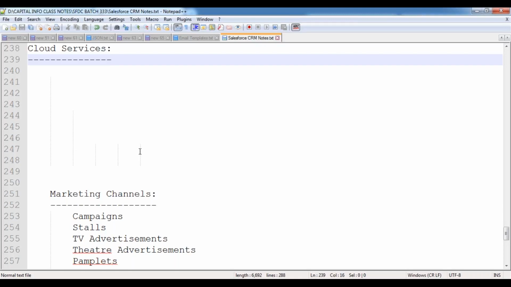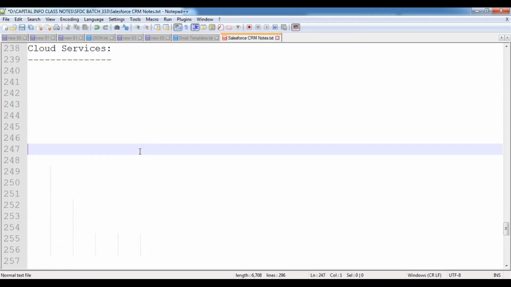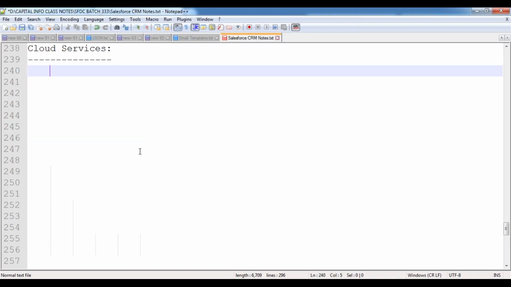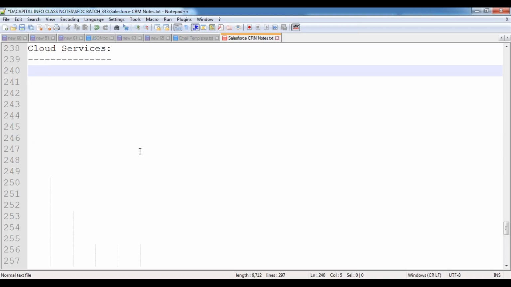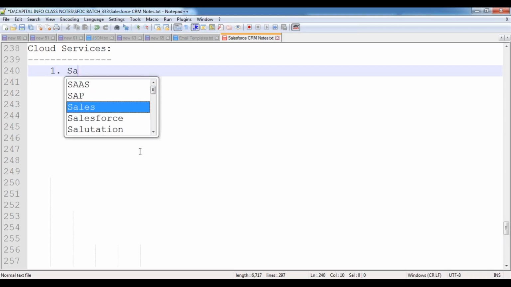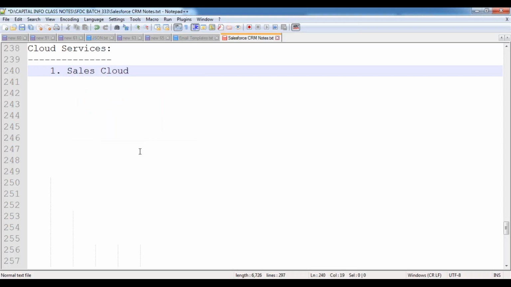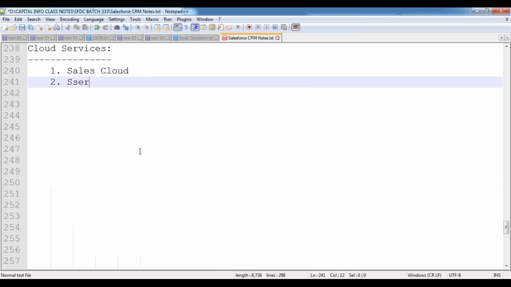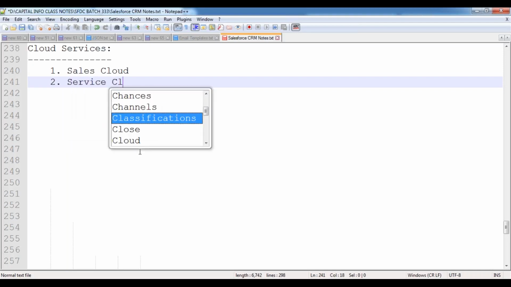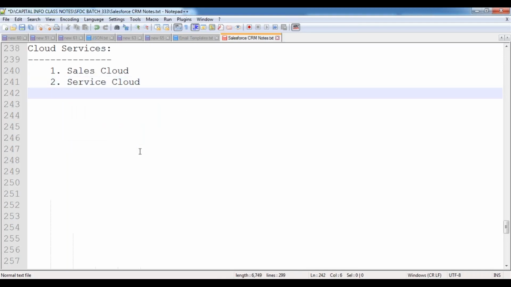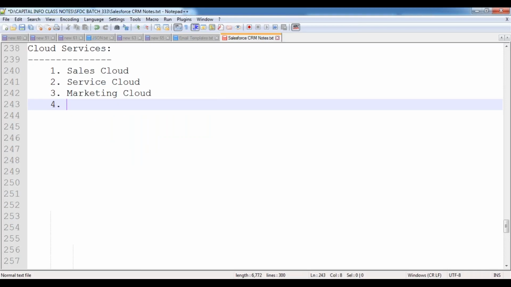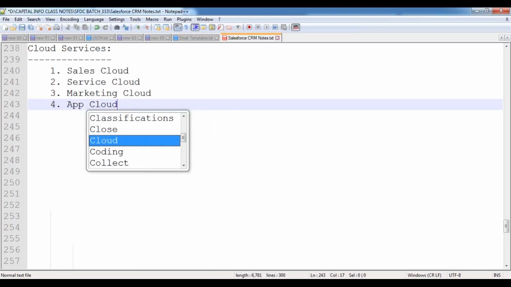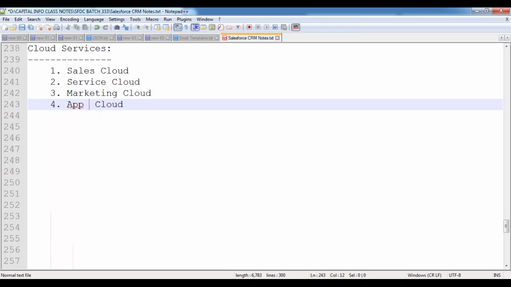Salesforce, from the beginning, is purely offering various cloud services. What are the various cloud services offered by Salesforce? Now let me explain. The first one is Sales Cloud. The second one is Service Cloud. Third one, Marketing Cloud. Fourth one, App Cloud, which is also called Application Cloud.